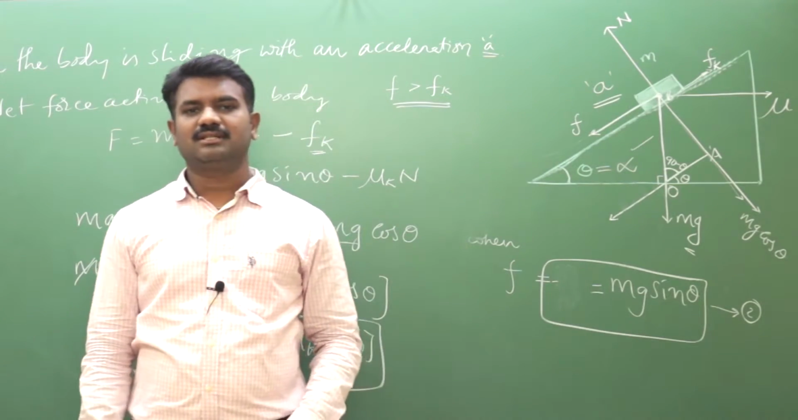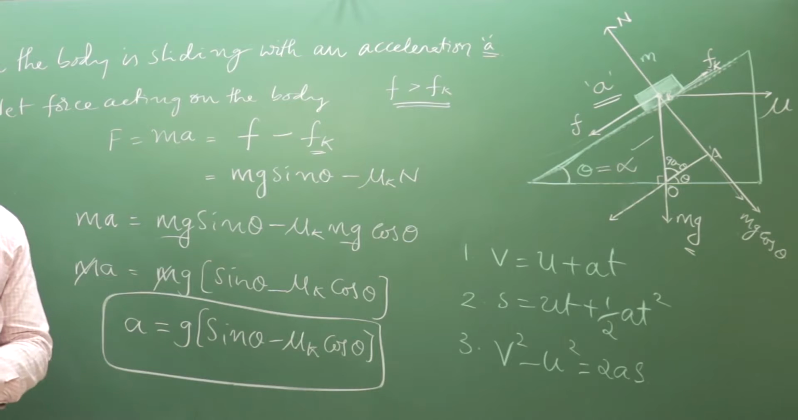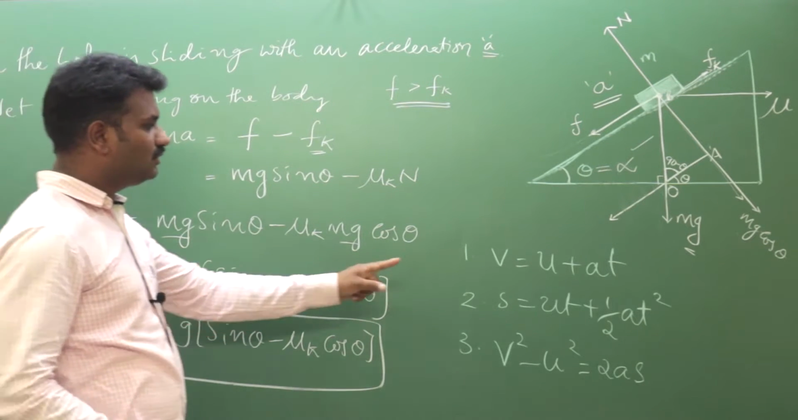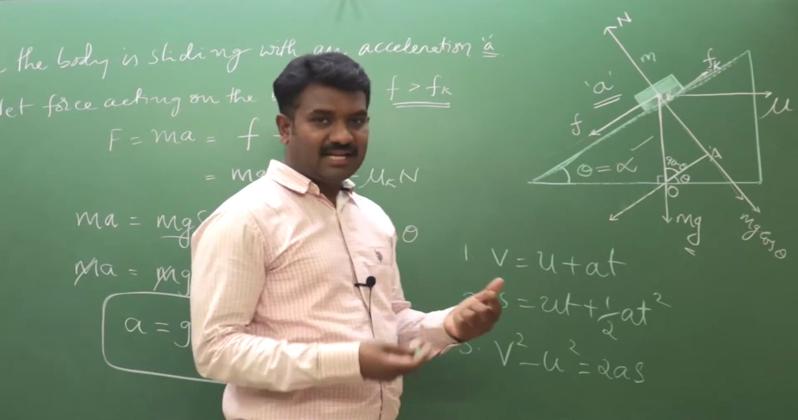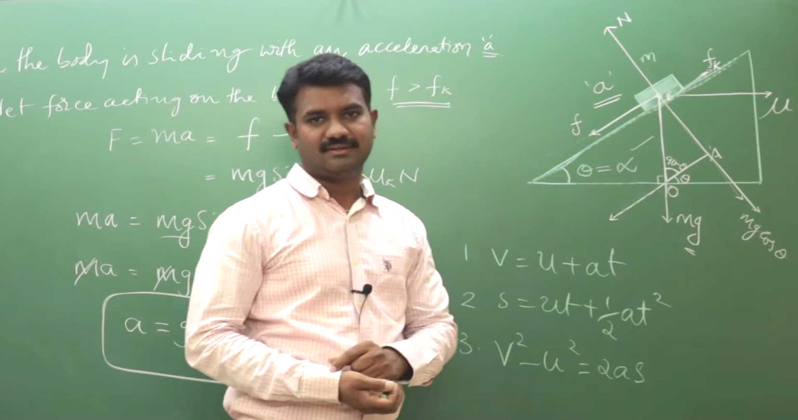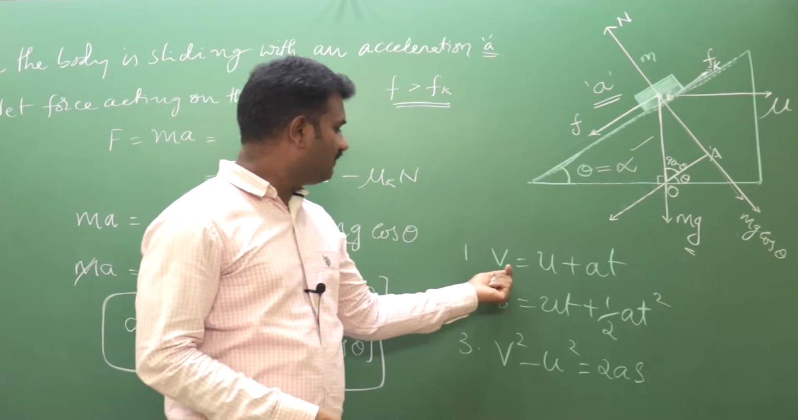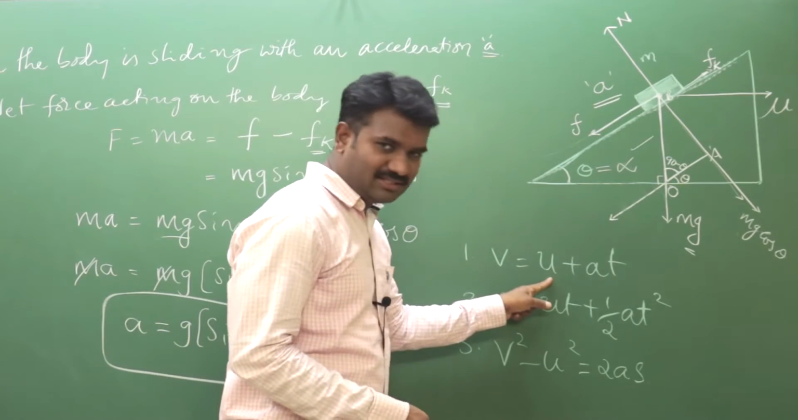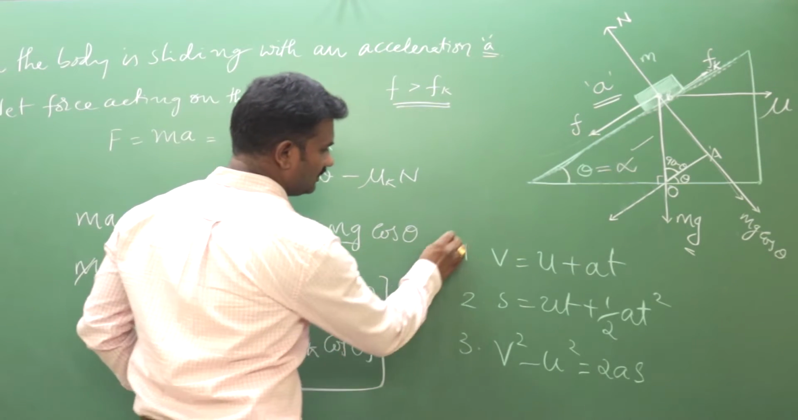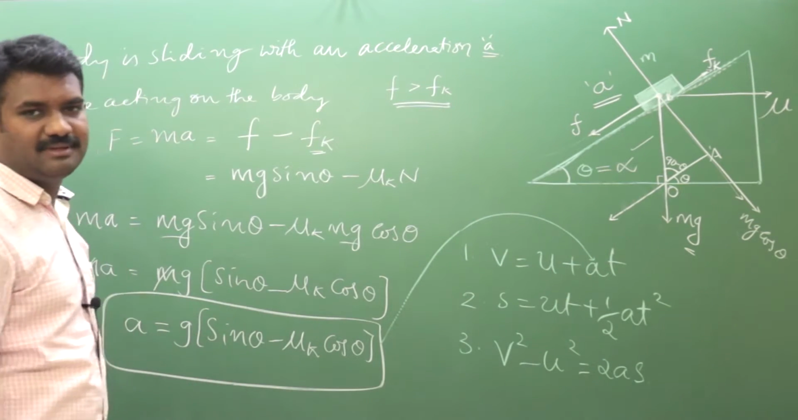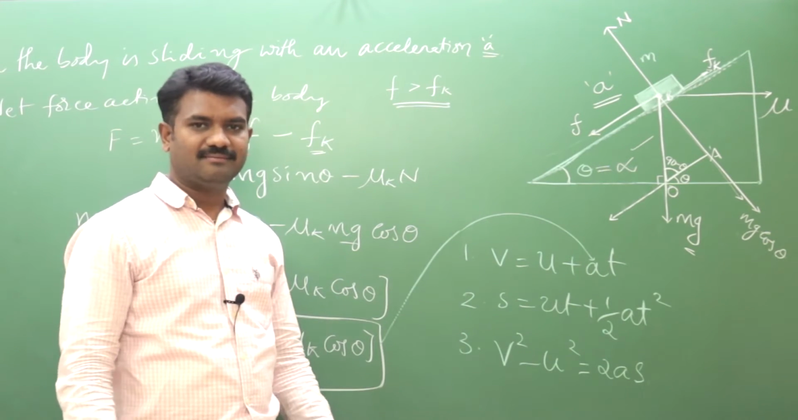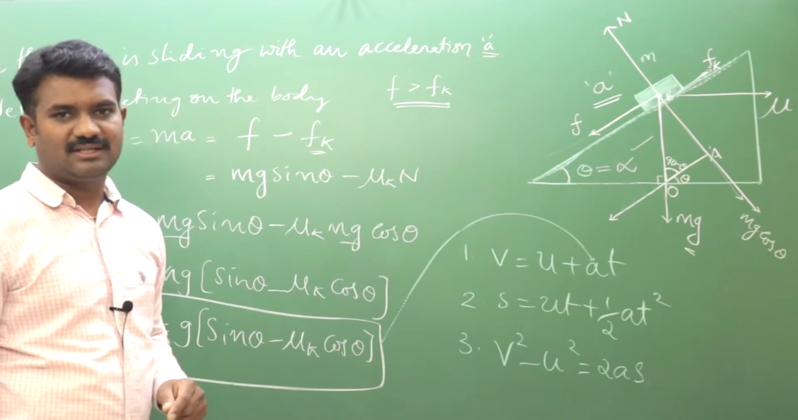Now our equations of motion can be used here. How to use our equations of motion with this acceleration? Let us see now. First equation, v equal to u plus at, where v is the velocity with which it reaches the bottom or any other place other than the initial position. If it is released, u equal to 0, and a is equal to this. You can place it here, and t means time, after which time we are going to find the final velocity. So you can use that equation like that.